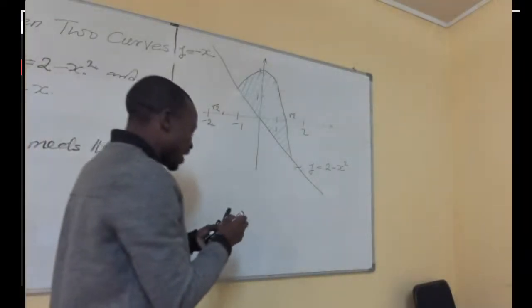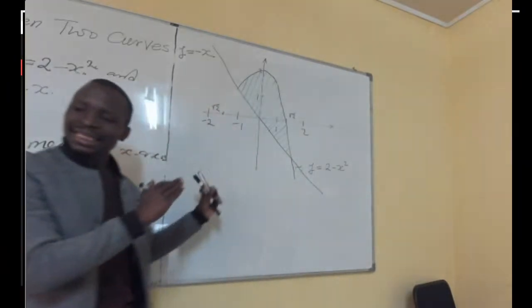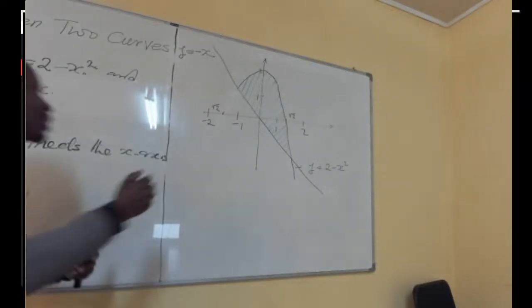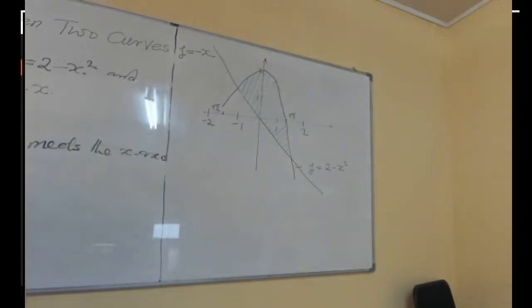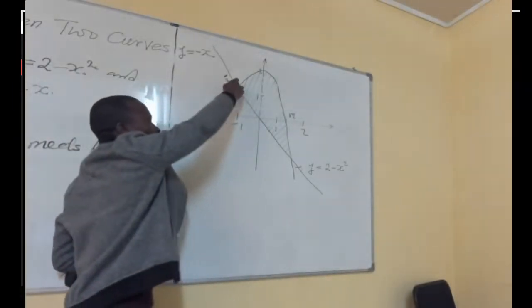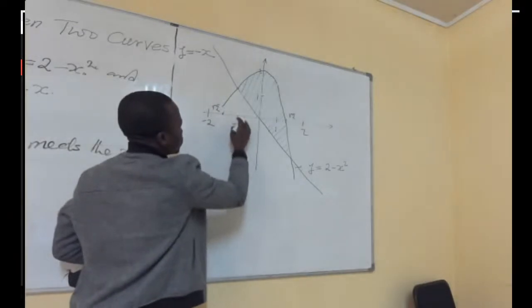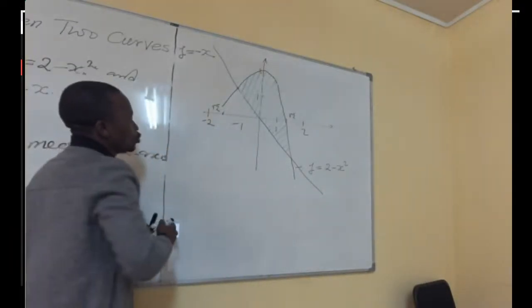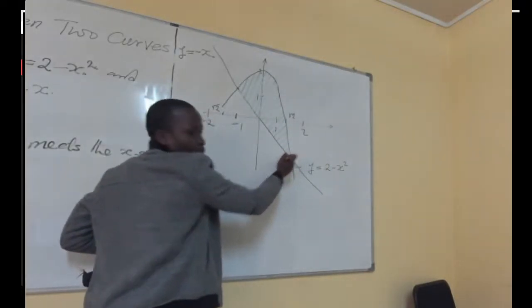Now, how can we find the limits of integration? In this scenario, if you want to find the limits of integration, you have to solve the two equations simultaneously. So the limits of integration will be at this point. You have to find the x value at this point, so you go to the point where these two curves meet. It's at that point and at that point.